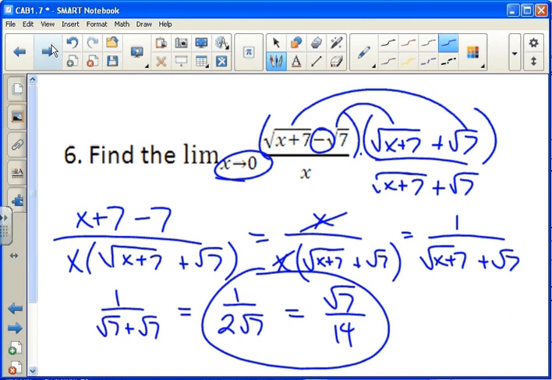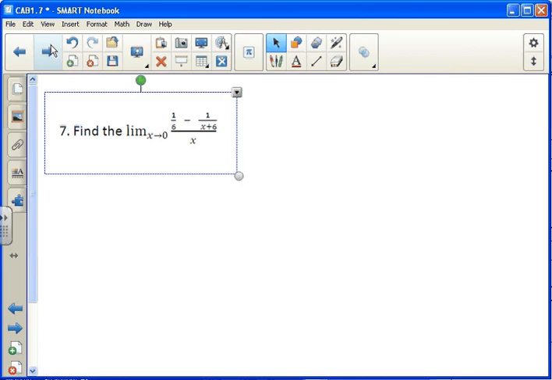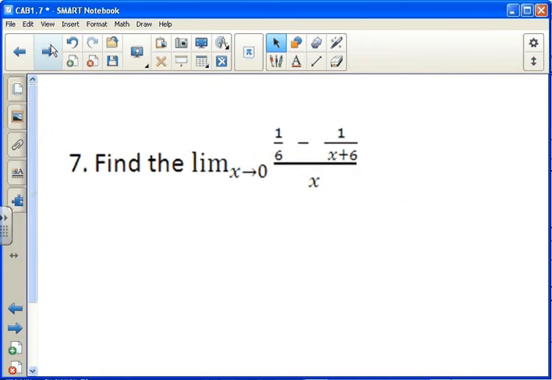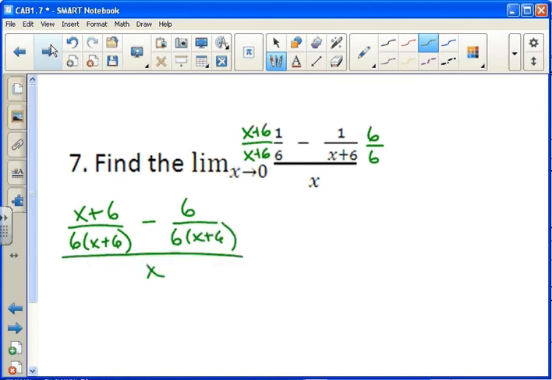Okay, number 7. Again, it's a regular limit, so I would just try direct substitution, but that won't work because it gives me a 0 in the denominator. Now this one is fractions inside of fractions, so you should know anytime you see that it needs to be the common denominator method. So I multiply this side, top and bottom, by x plus 6, this side, top and bottom, by 6. So that gives me x plus 6 over 6 times x plus 6 minus 6 over 6 times x plus 6, all divided by x. Now that they have the same denominators, I can combine them. X plus 6 minus 6 just gives me x.